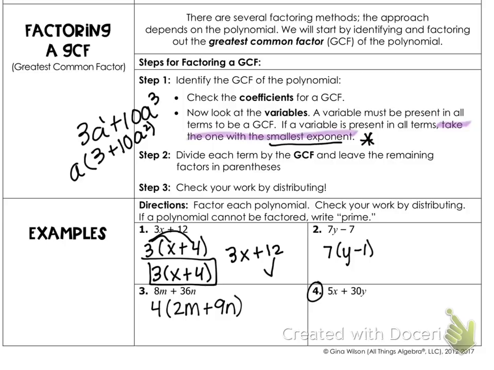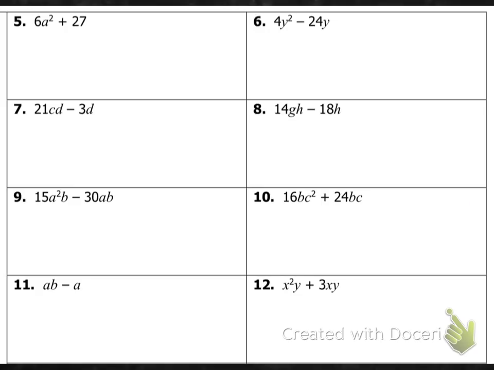Okay, you try number 4. Number 5. Now, I put a star next to this because you might think, oh, that's prime. But don't forget, you can actually divide a 3 into 27, right? So we could take a 3 out of this. So if we divide this first term by 3, what do we have left?